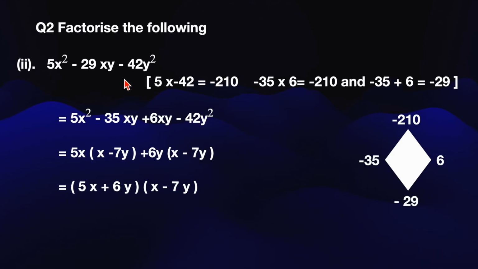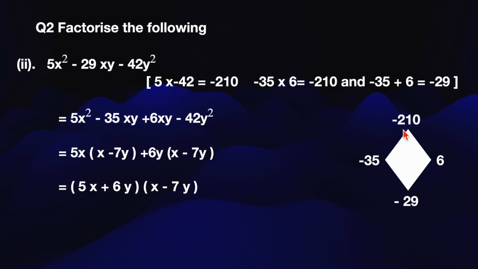So in this sum also there is a coefficient in the first term. Multiply this with the coefficient of the last term here. So 5 into minus 42 is minus 210. This minus 210 only you should write on the top. And the middle term is minus 29. Write it here. Now find the factors.